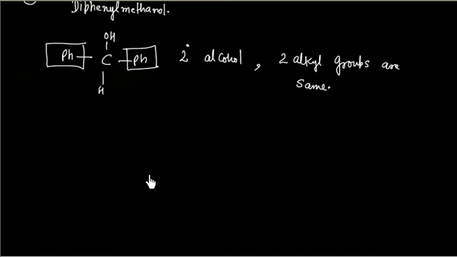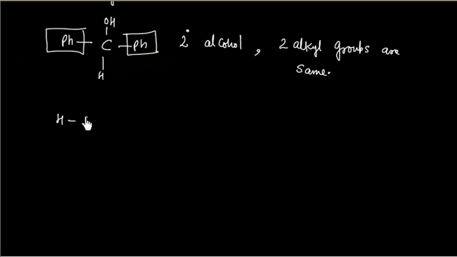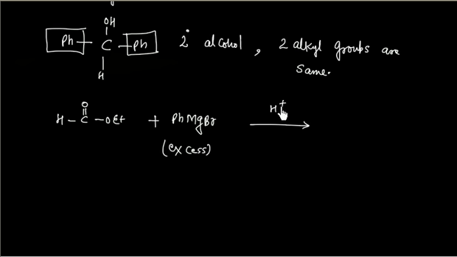So we can use the method of ethyl formate. We can take this HCOOEt, and as the Grignard reagent we can use PhMgBr. We have to take the Grignard reagent in excess, and further if I do acidification, we will have this product.